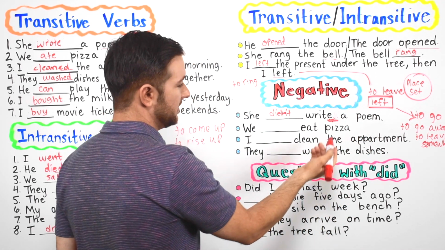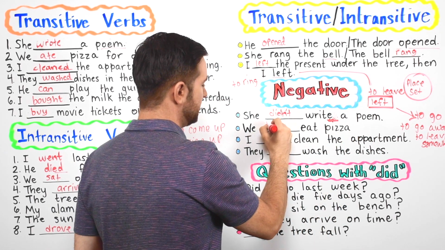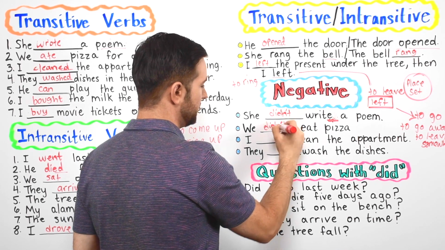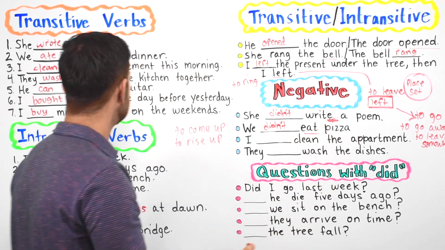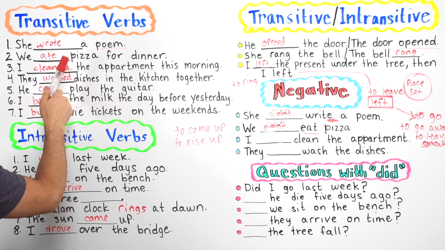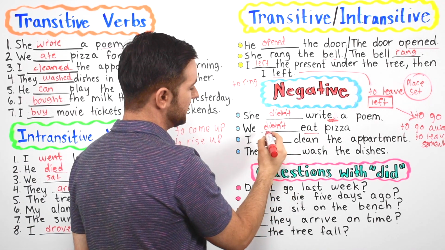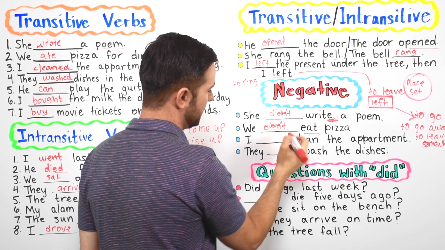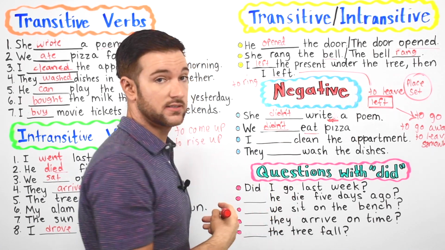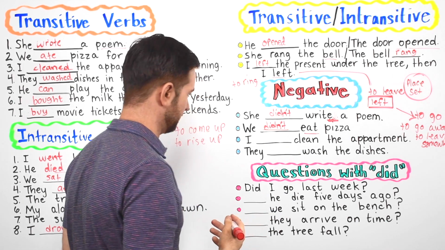We blank eat pizza. We didn't eat pizza. Notice here we have eat and we don't have ate. Ate is in the past tense, but here we have the present tense, but this right here in the negative form, didn't, is in the past tense. So that's what it represents.